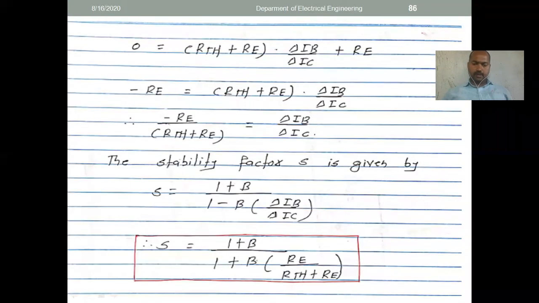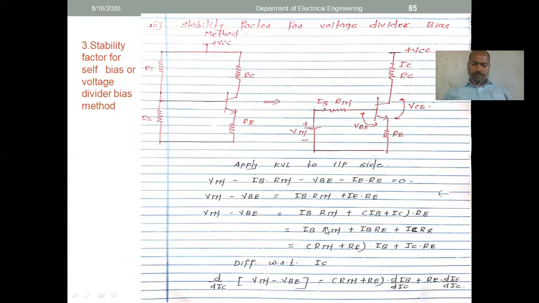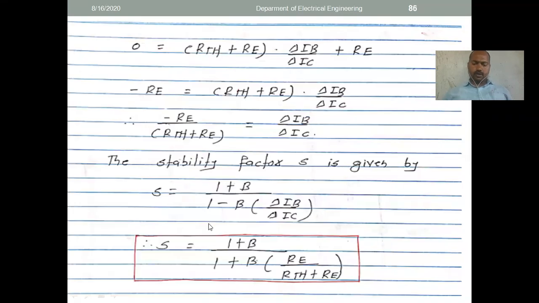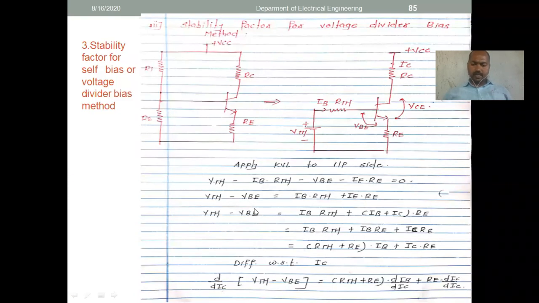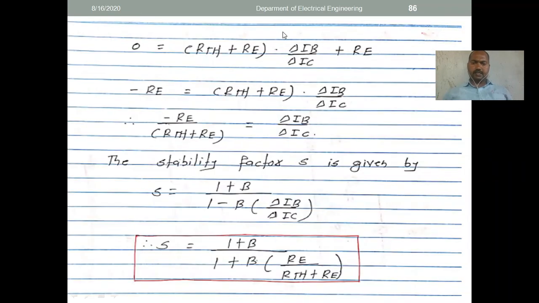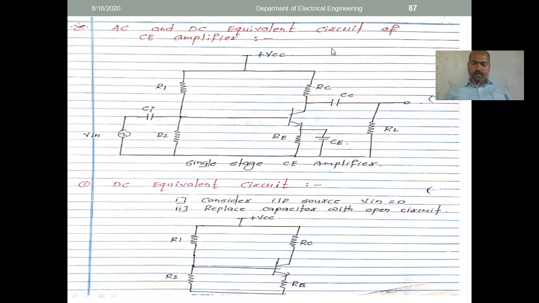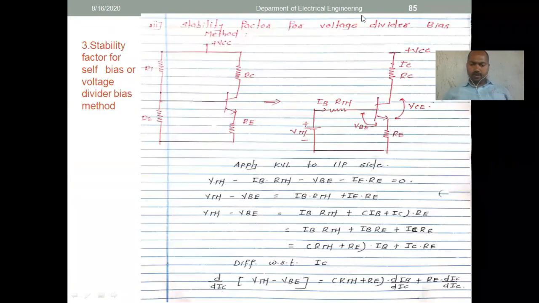So in our equation, we know that this value VTH minus VB is not changing at all. So for that factor, d/dIC is equal to 0, because this is not changing with respect to time. So it is 0. Now the term RTH plus RE into dIB/dIC stays as it is. Now see, for this configuration, dIC/dIC is nothing but the same value, that's why 1.